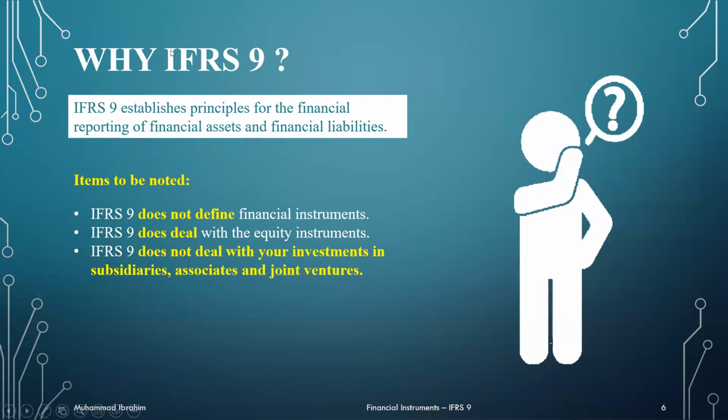Okay, small thing, I told you that IFRS 9 does not define financial instruments. IAS 32 does that. And also IFRS 9 does not deal with equity instruments. I can give you a small overview about the equity instrument. What is an equity instrument? Does anyone know about the equity instrument? Anyone want to participate, or do they want me to give the overview?